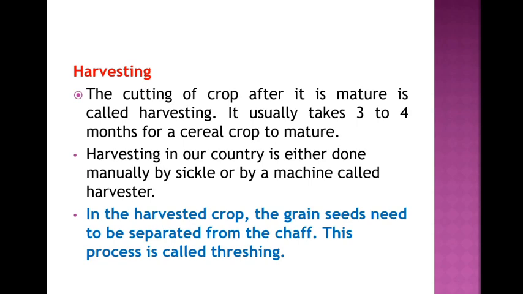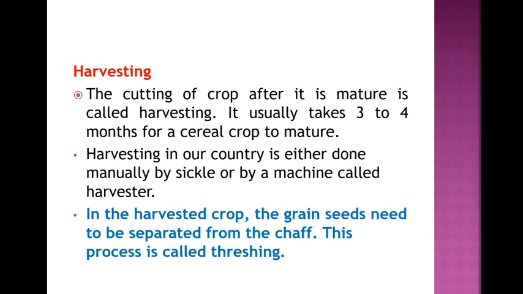And then the next step is harvesting. The cutting of the crop after it is mature is called harvesting. It usually takes 3 to 4 months for a cereal crop to mature. In our country, harvesting is done either manually by sickle or by a machine called a harvester.